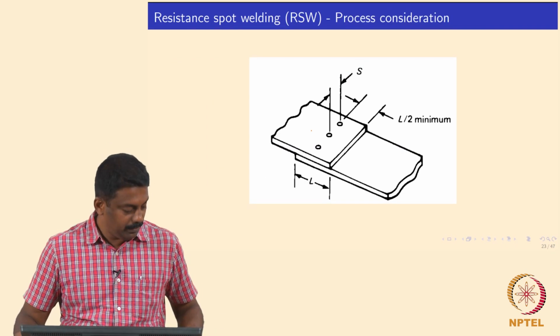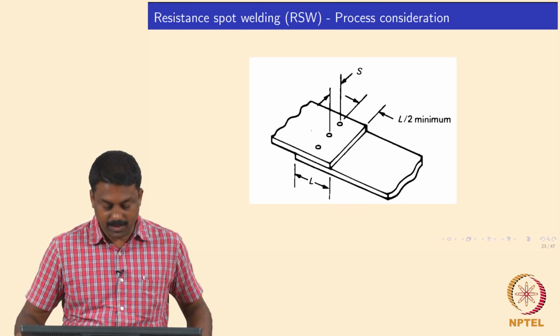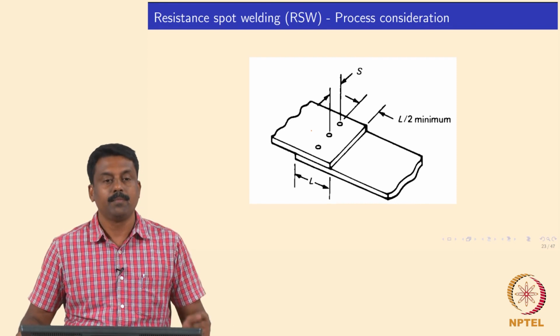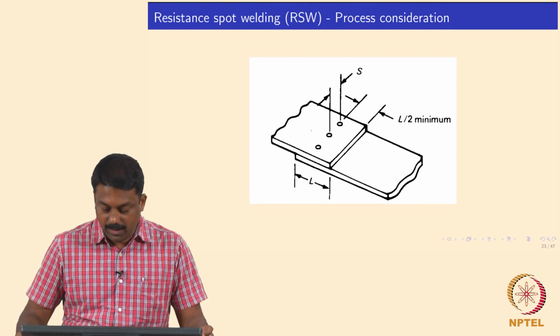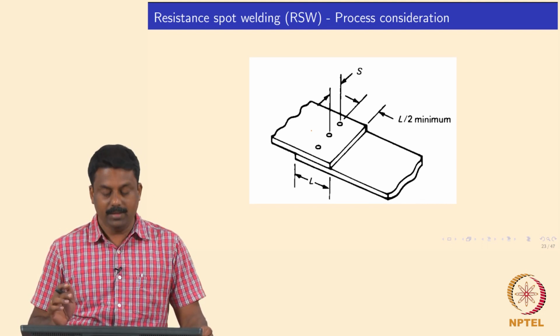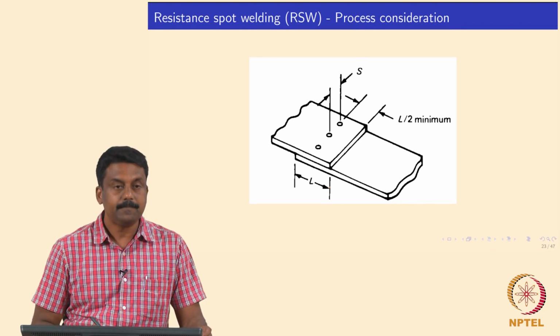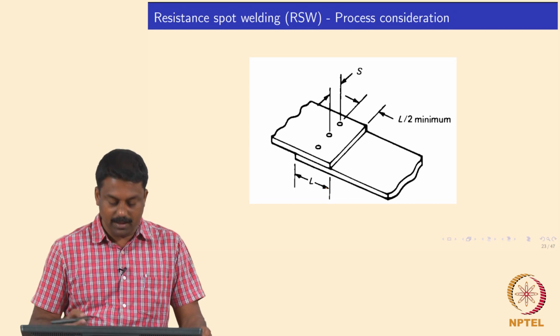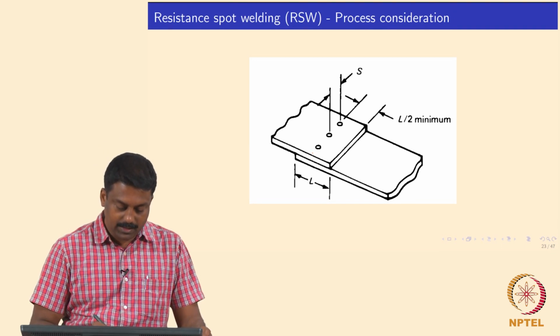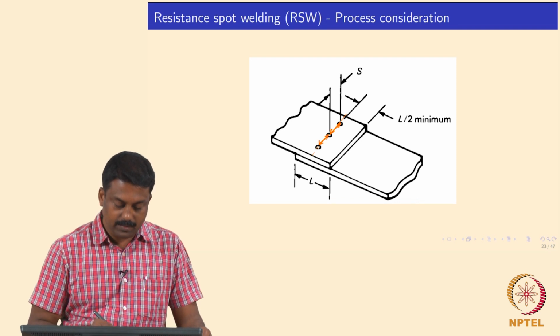Okay, so other important considerations apart from the current and time is the geometry of the weld. One of the important factors you need to consider here is the distance between the welds. For example, if you have an overlapping distance of L, where exactly will you place the weld? You will always place the weld at half the distance of L. So this is the overlapping distance, and at L by 2 you place the weld. The distance between the welds is extremely important.